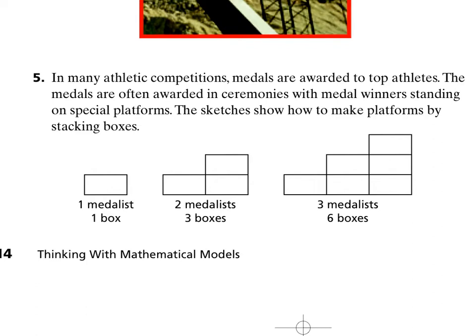This one relates a platform used for athletes who get awards during athletic competitions. And you can see the pattern under problem 5 where one medalist requires 1 box to stand on, and if there's 2 medalists it requires 3 boxes to make the platform, and for 3 medalists it requires 6.